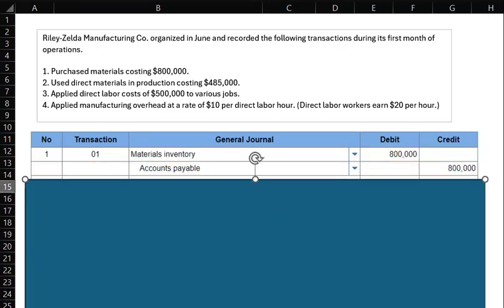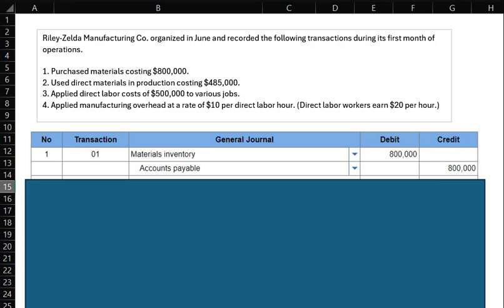First, they purchased materials costing $800,000. Well, we're going to increase an inventory account. Materials inventory could also be called stores inventory, raw materials, all of those would work. The important point is that it is an inventory account, so it's an asset on the balance sheet.